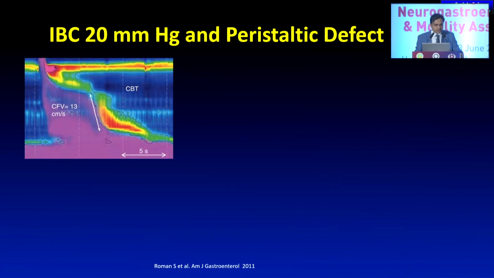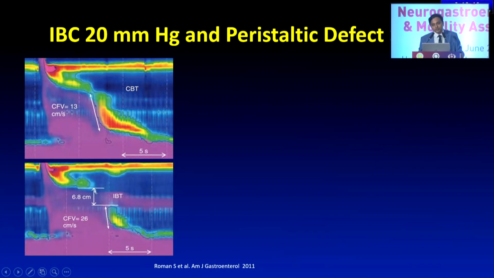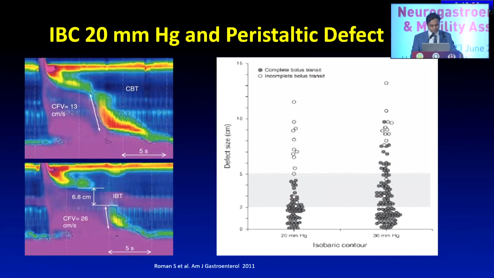So there is a concept of isobaric contour. Isobaric contour of 20 millimeters of mercury has a lot of significance. Here you are seeing an impedance manometry graph. You see that the peristalsis has an appropriate vigor, and the bolus is passing down on the impedance. Sometimes you see a peristaltic break. So here the peristalsis is broken, and the impedance is showing us that there is an impaired bolus transit in this case.